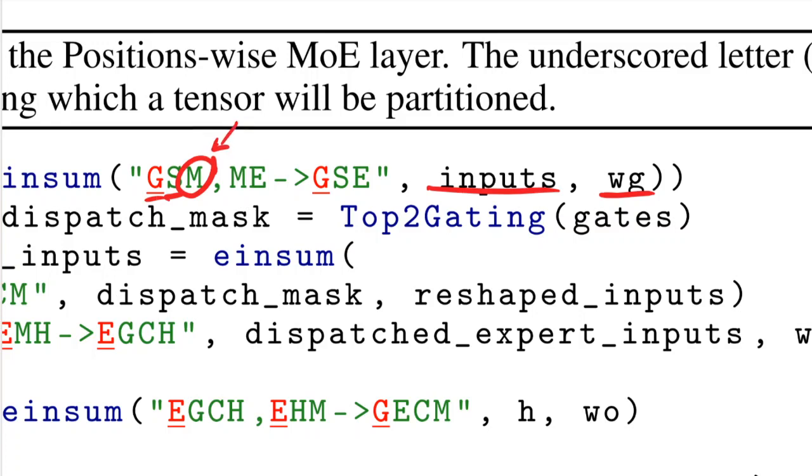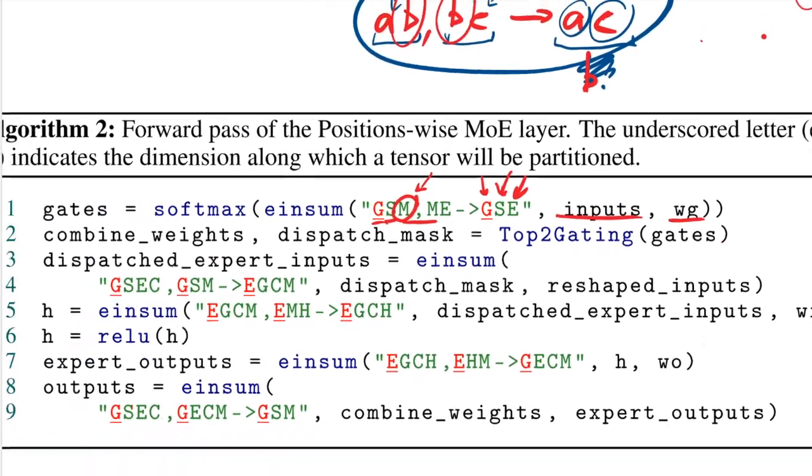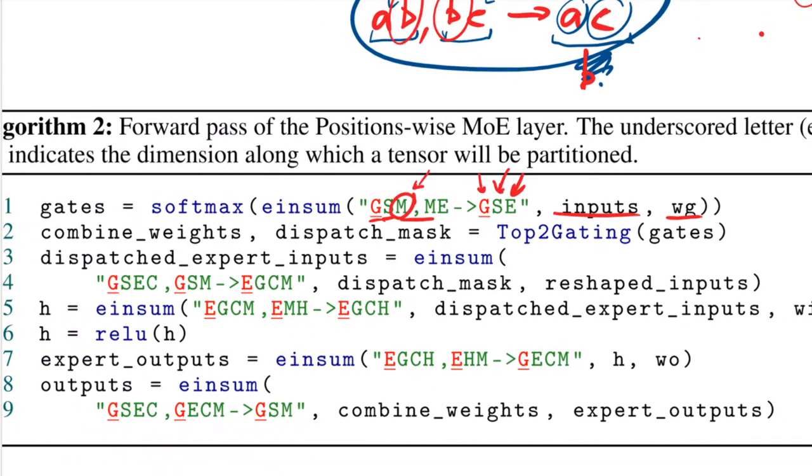And you can see the M is contracted. So the M is no longer here. So the gating function is going to route each input token right here to one of the experts for each item in the group. So you can see you can express this with an Einstein sum notation. Then you have a top-two gating, which selects the top two from each of the entries.